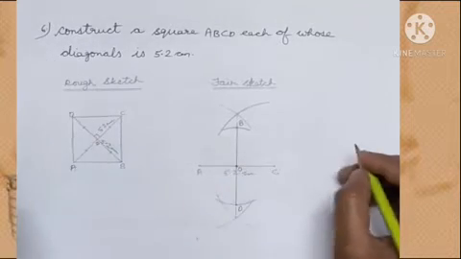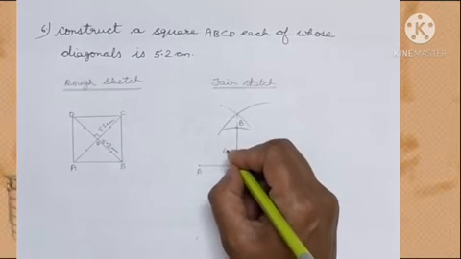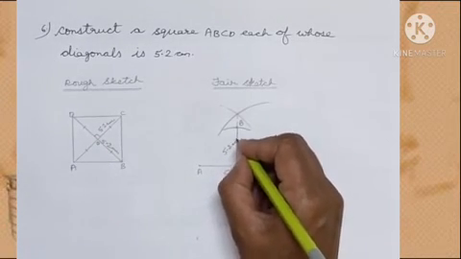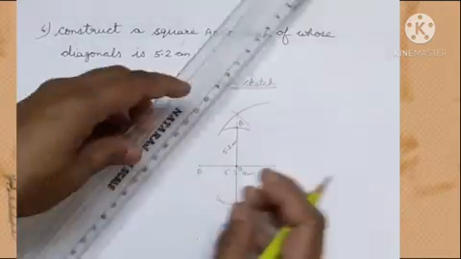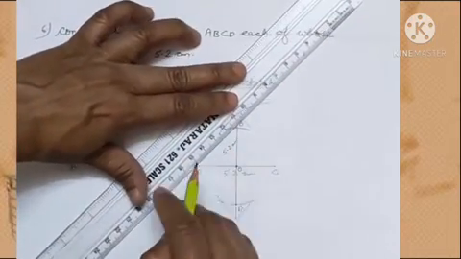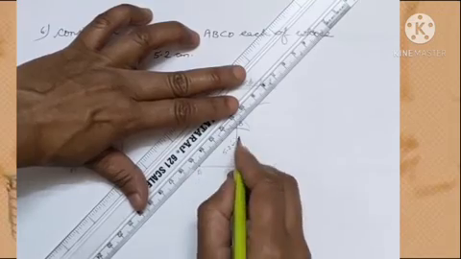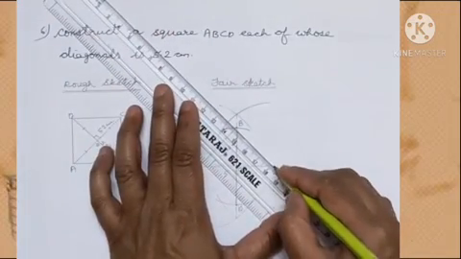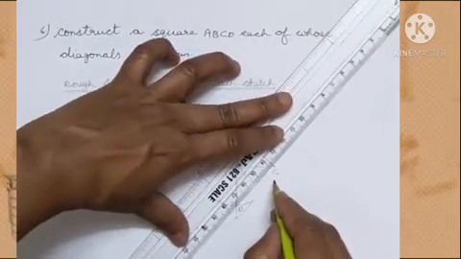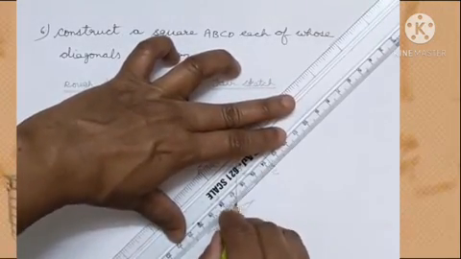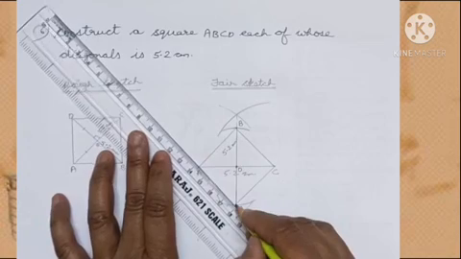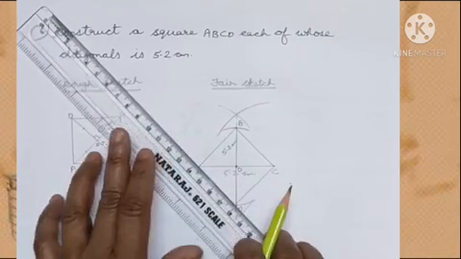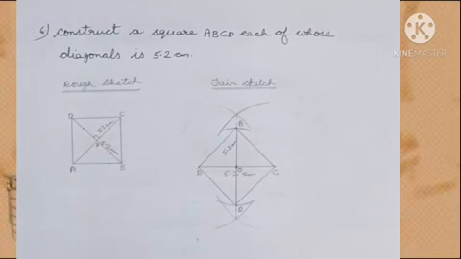We write its measurement 5.2 centimeter, and we join these sides AB, BC, CD and AD. It is our required square.